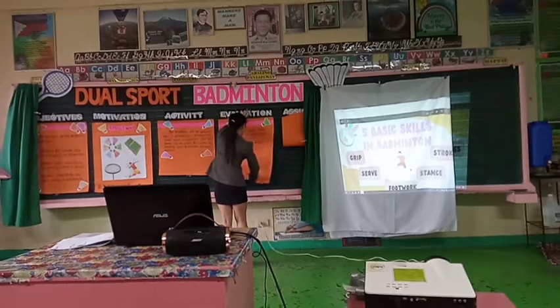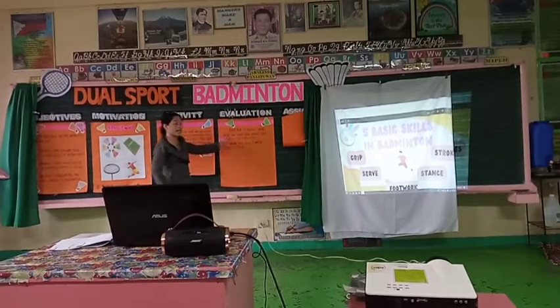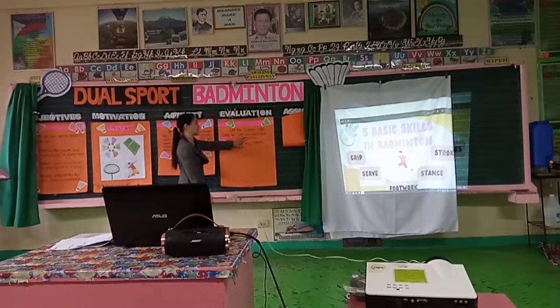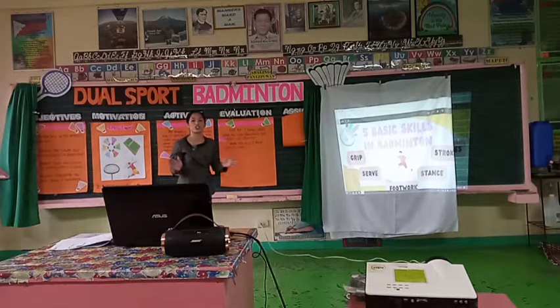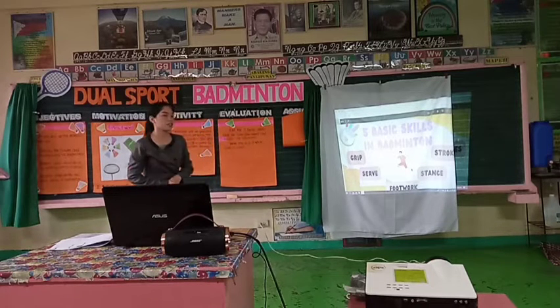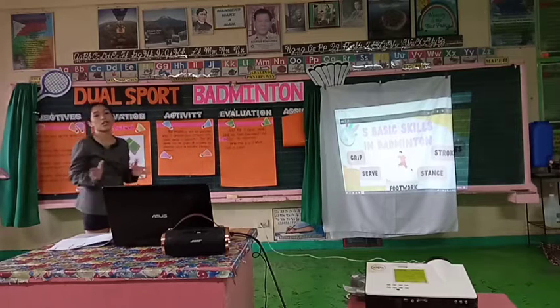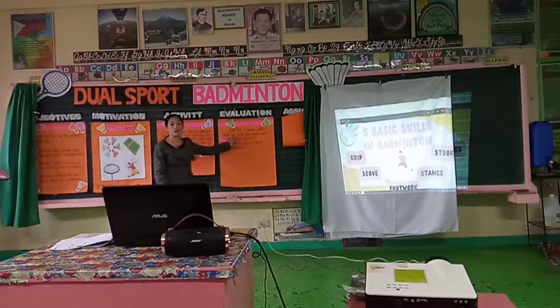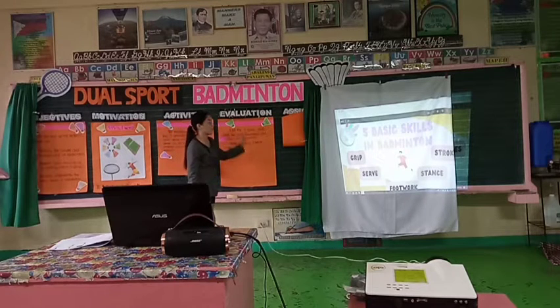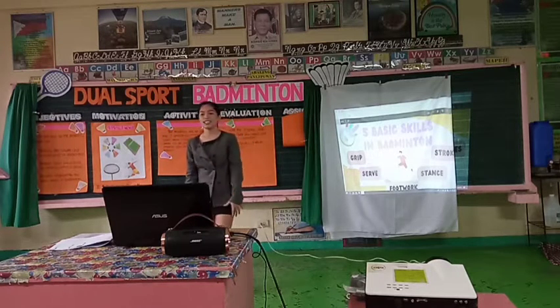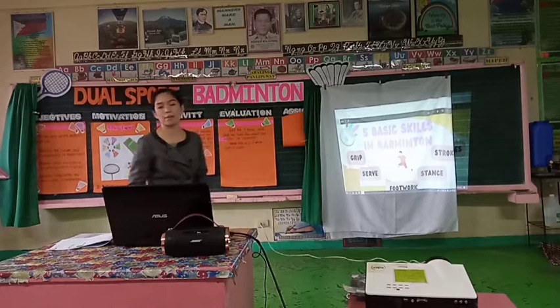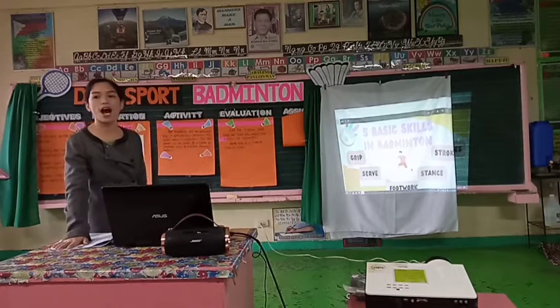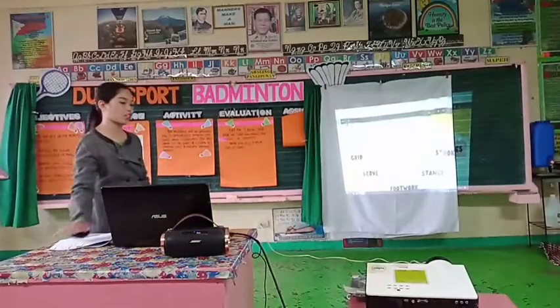For our evaluation, I want you, class, to list the 5 basic skills that we have discussed and explain their importance. So write this on 1 whole sheet of paper. So you may now start. If you listened carefully, class, in our discussion, it is easy for you to answer these 5 basic skills. So okay, pass your paper in front. Okay, thank you.